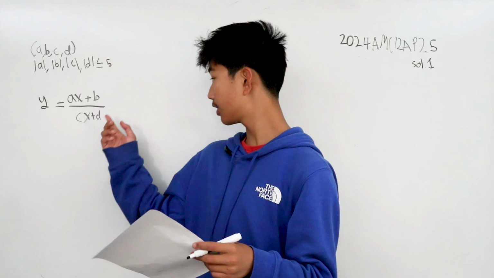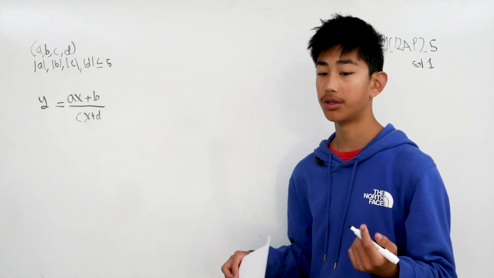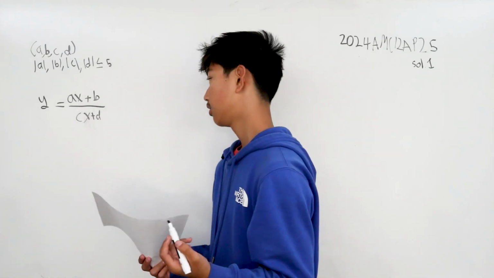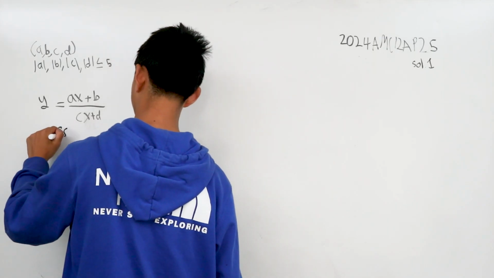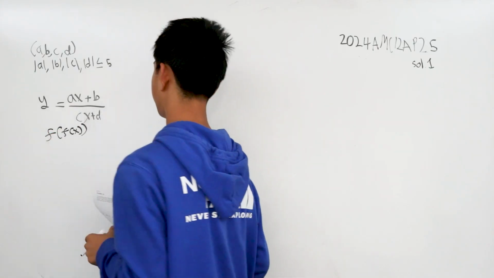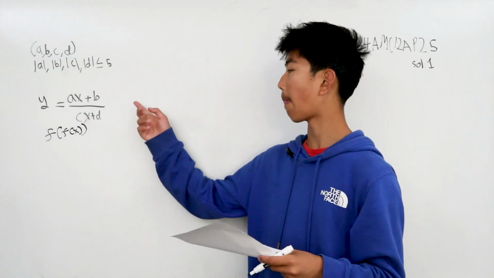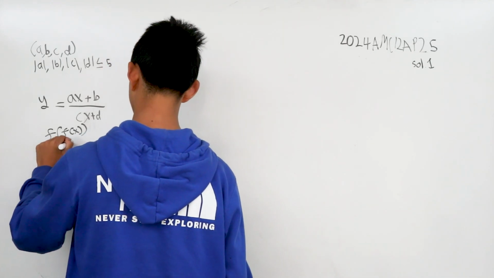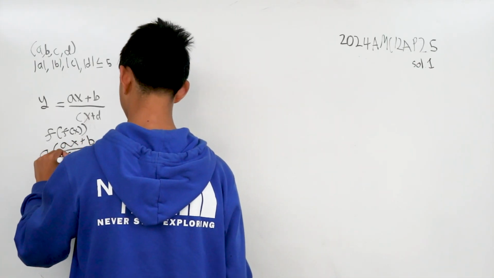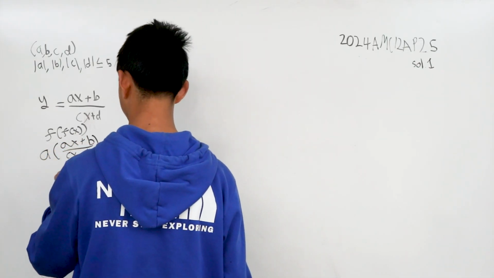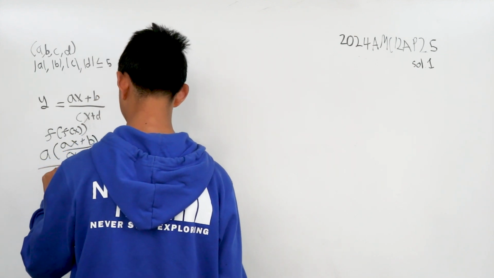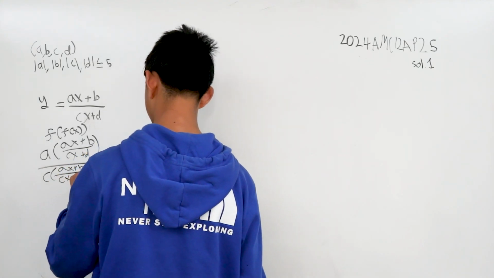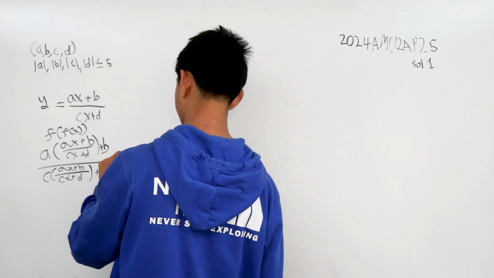So we see for this equation, what has to be true is that we can have f of x equal to x. Then we can simplify that into this form. So this would be (ax plus b) over (cx plus d), and that is equal to x.